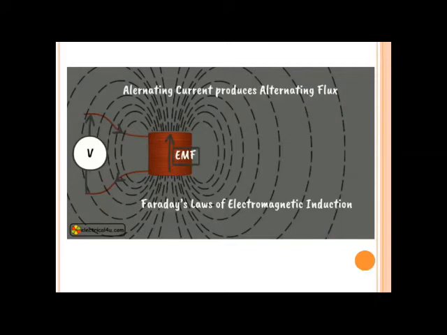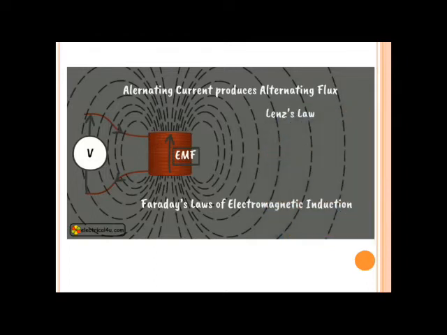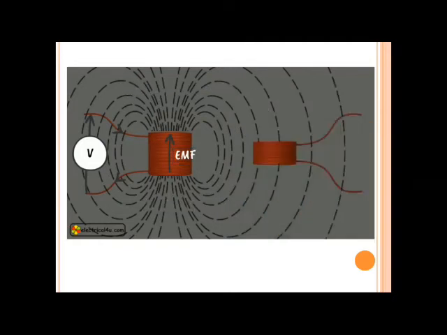Alternating current produces alternating flux, which in turn produces induced EMF across the winding. So we can say that the supply voltage causes an induced EMF, which is an effect of this cause. Hence, according to Lenz's law, this induced EMF will be in the opposite polarity of the supply voltage. Effect opposes cause.